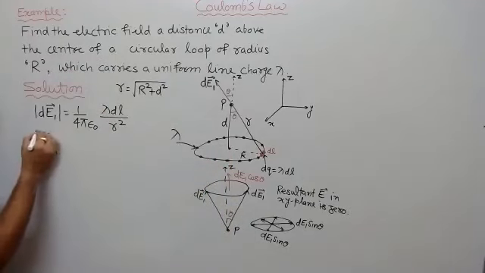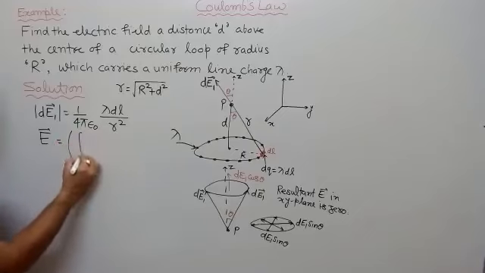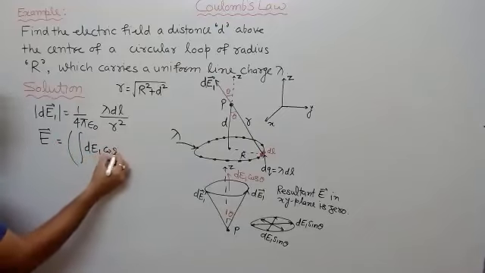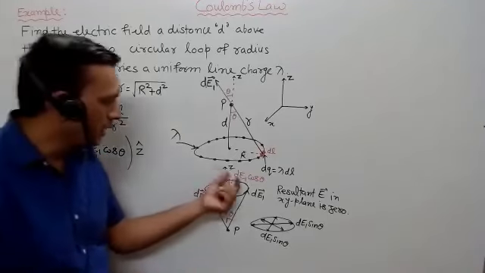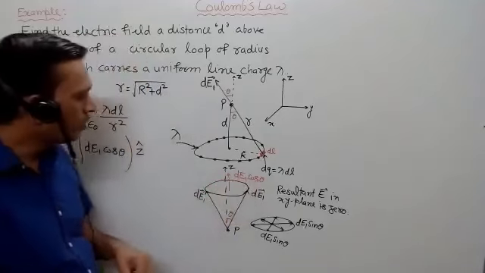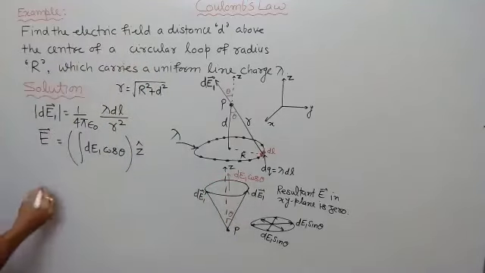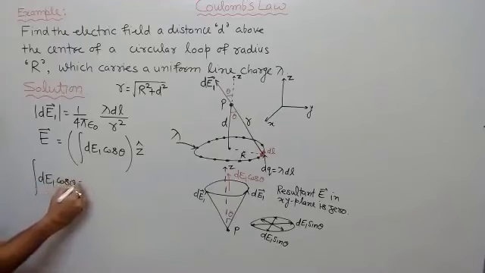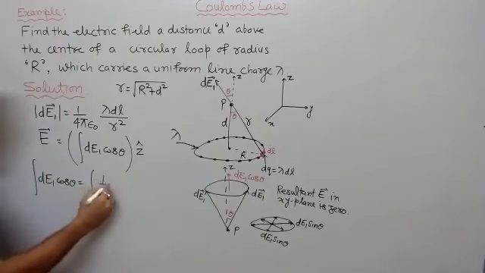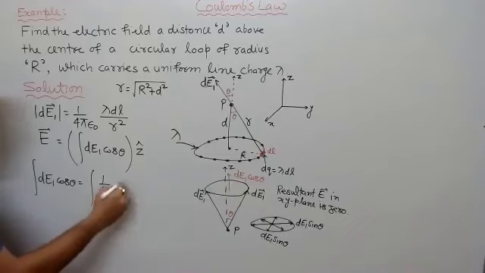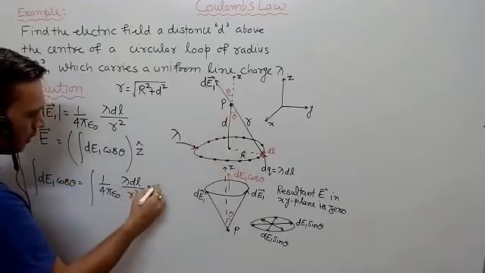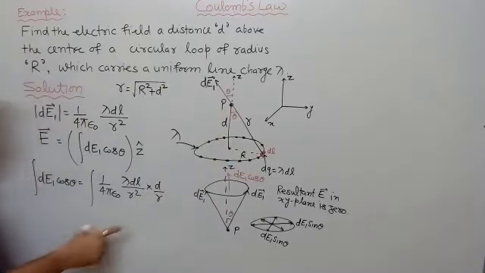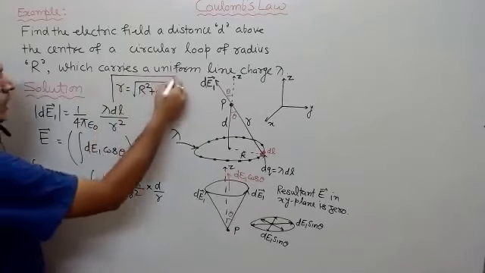So the resultant field E is given by the integral of dE1 cos theta, and this direction is z cap. So you have to find this integral. What will be the integral of dE1 cos theta? dE1 is 1 by 4 pi epsilon naught lambda dl by small r square. And what will be cos theta? d by small r. You can see this r is a constant value.